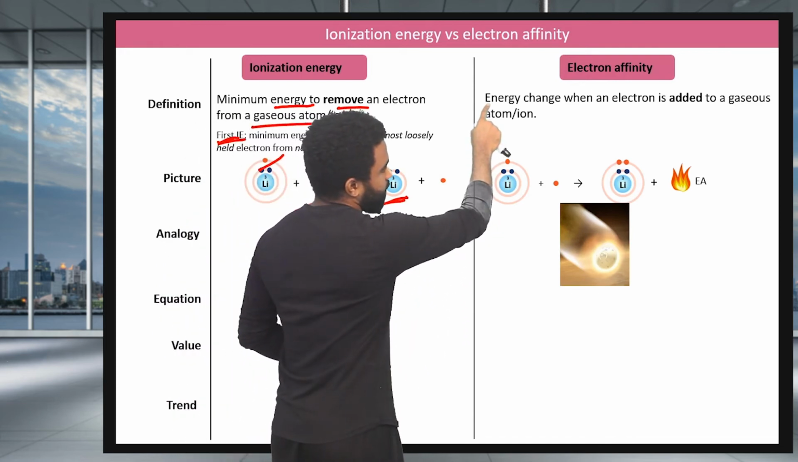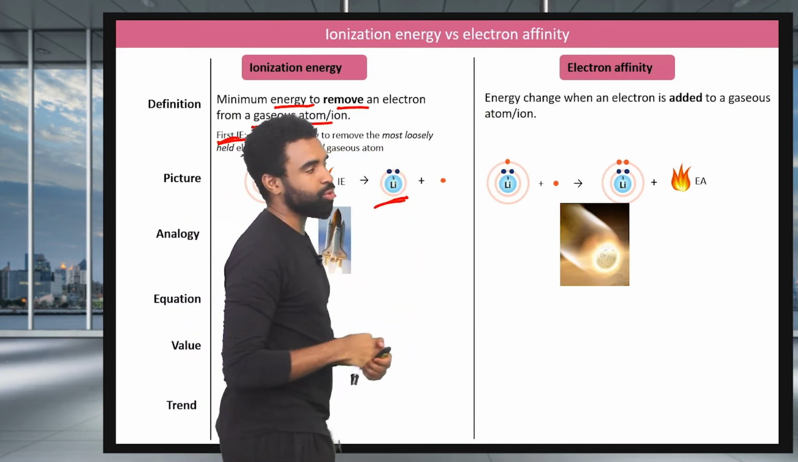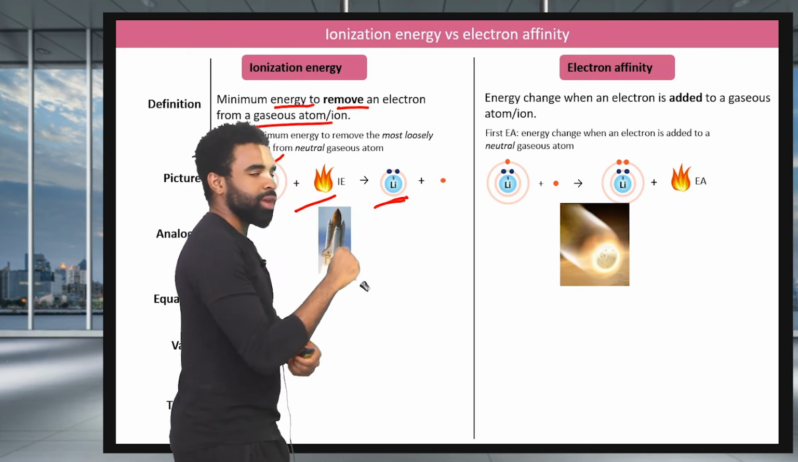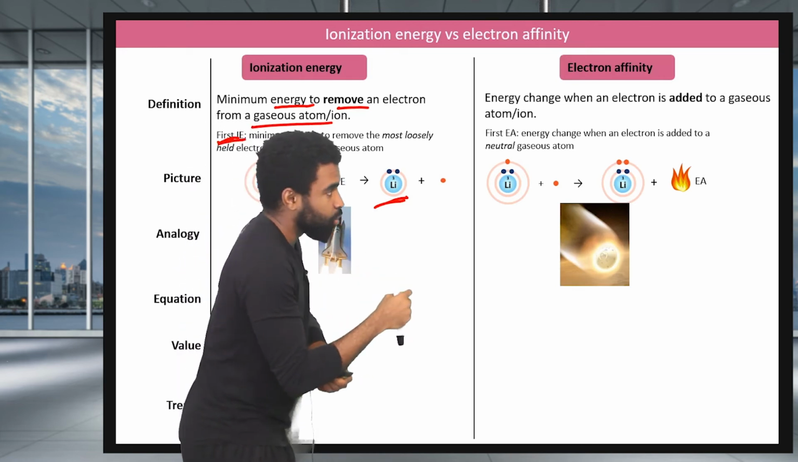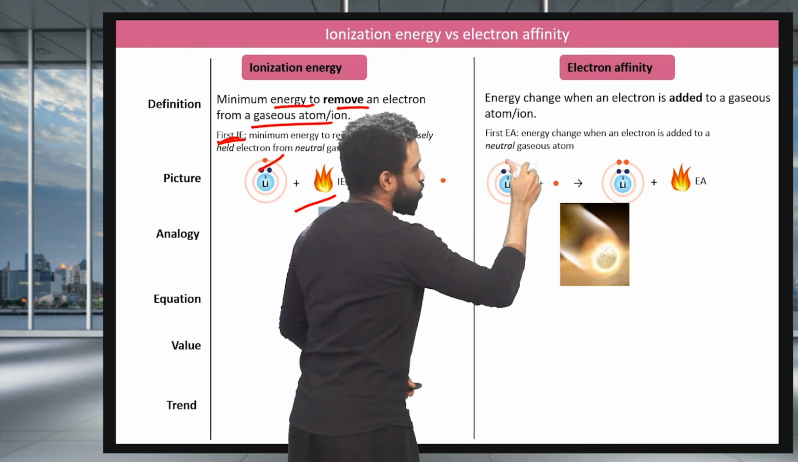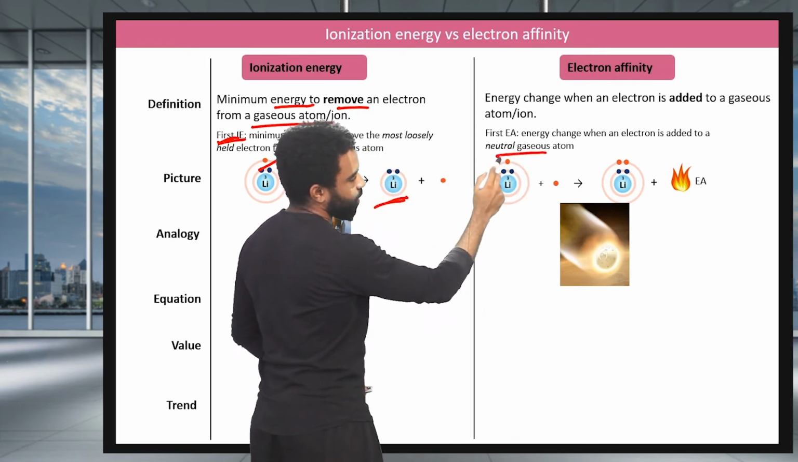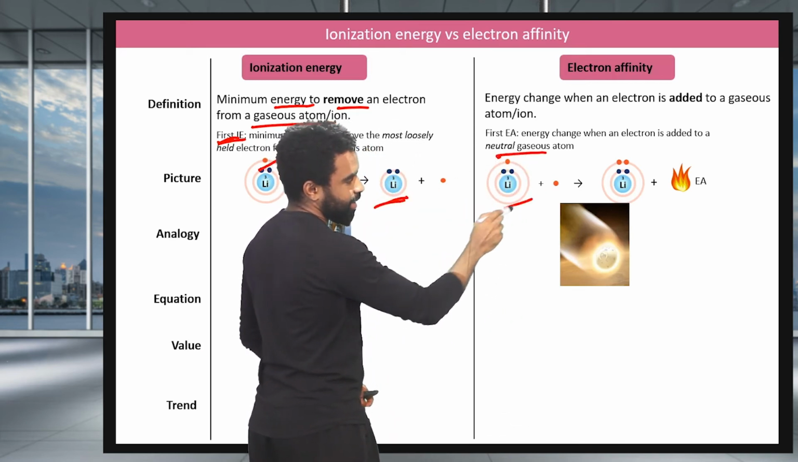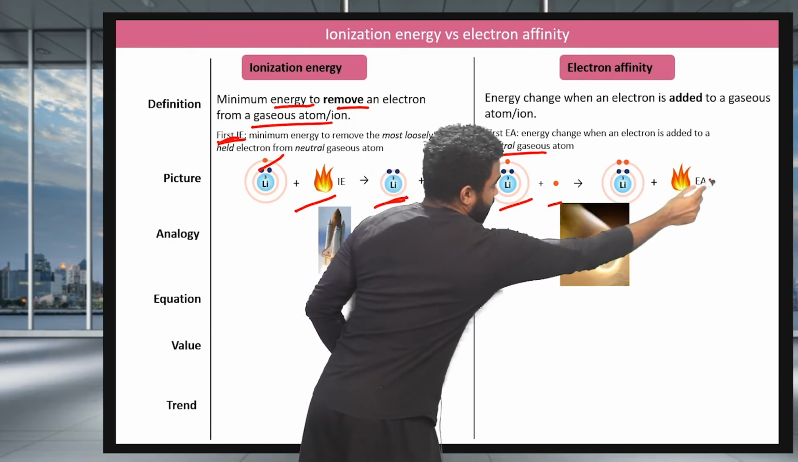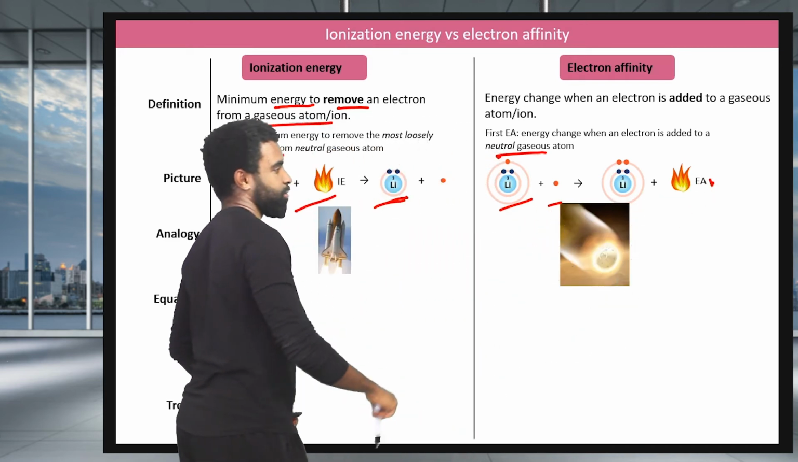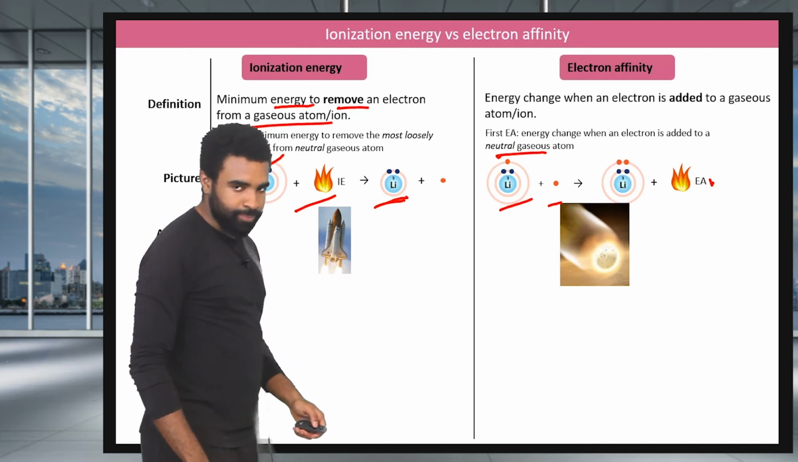The definition here is the energy change when an electron is added to a gaseous atom or ion. We can also define the first EA, which would be when an electron is added to a neutral gaseous atom. Okay, so it can't be an ion. In this case, what we have drawn is indeed the first EA, the first electron affinity for lithium.